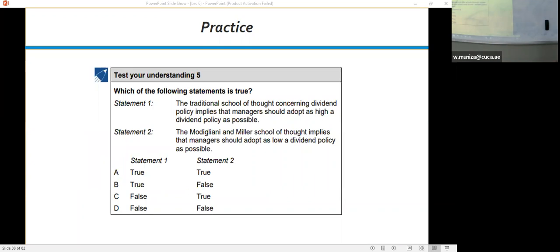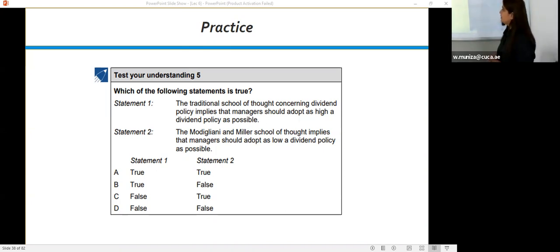Okay, this one, understanding number 5. The traditional school of thought concerning dividend policy implies that managers should adopt as high a dividend policy as possible. Conventionally, this has been the thought. Then again, those theories have been in place. So conventionally, we see that managers should adopt as high a dividend policy as possible. So this is true.